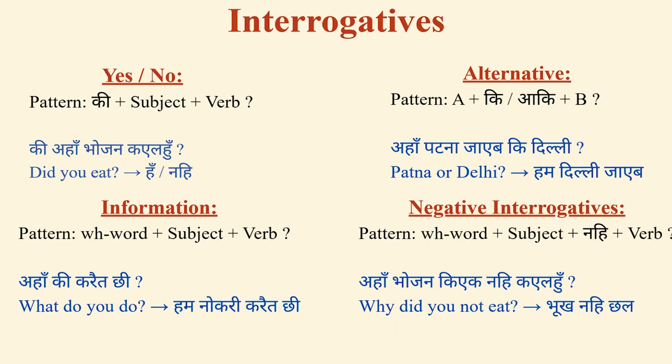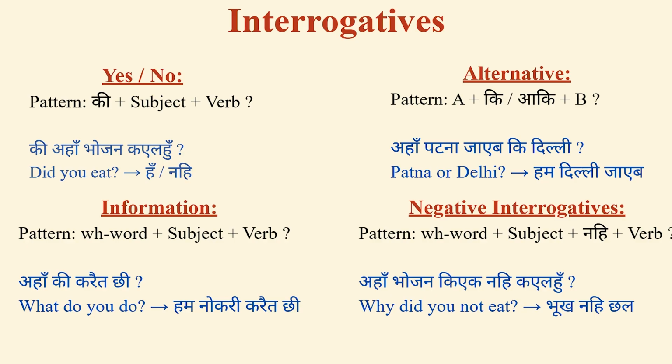And finally, in the last lecture, the sixth lecture, we looked at interrogatives in Maithili. So we saw there are three different forms. There are yes no questions where the pattern is something like ki plus subject plus verb. So the example would be something like कि अहाँ भोजन कैलौं, did you eat? So the answer would be either हाँ or नहीं. We also saw in the main lecture that this can also be done through intonation.